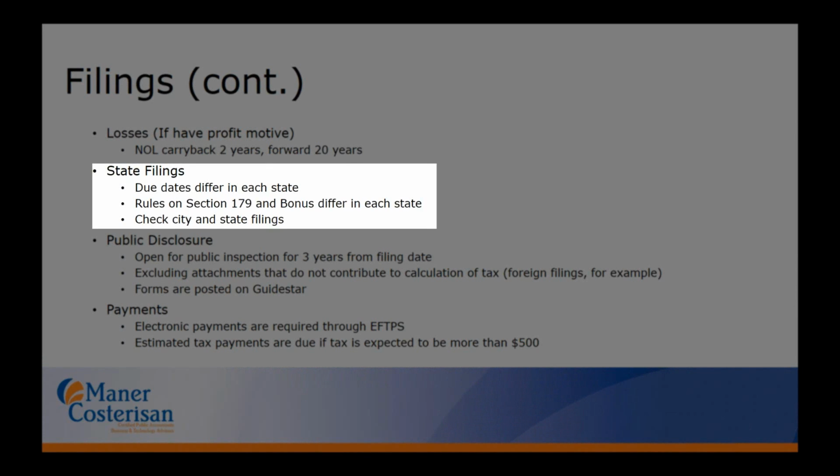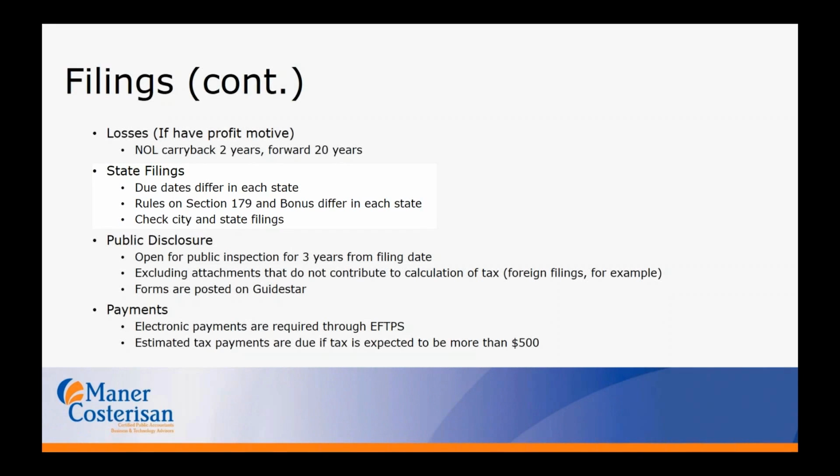State filings, due dates in states are different. We track all of that here at the firm if you're a client of ours. Rules on Section 179 and bonus, like I said, are different in each state. And also check your city and state filings. A lot of times our clients will have a 990T. Gross receipts are not over $350,000, so we don't have an actual Michigan CIT filing requirement. But if they're in the city of Lansing, we do have a city of Lansing requirement. So if the activity is in another state, we need to look at those filing requirements.